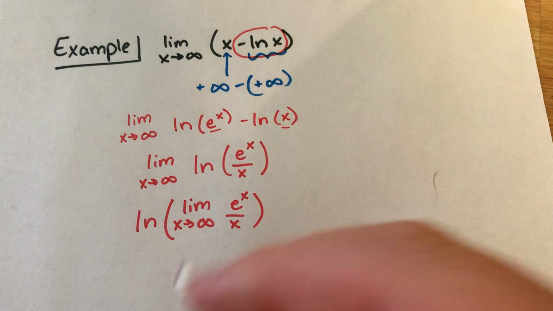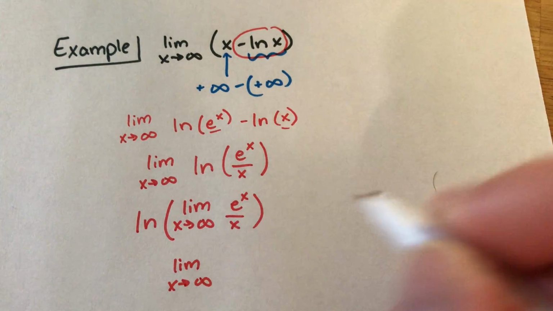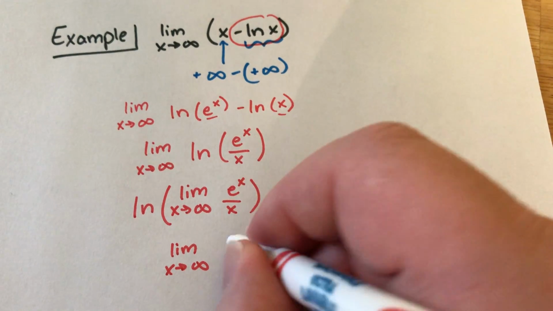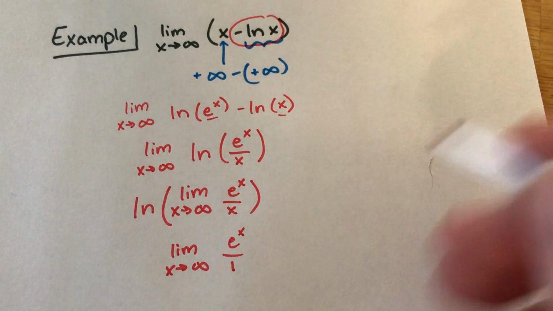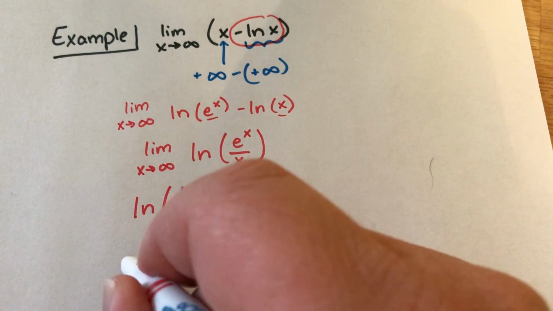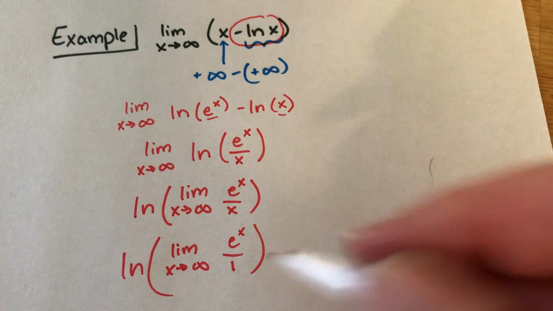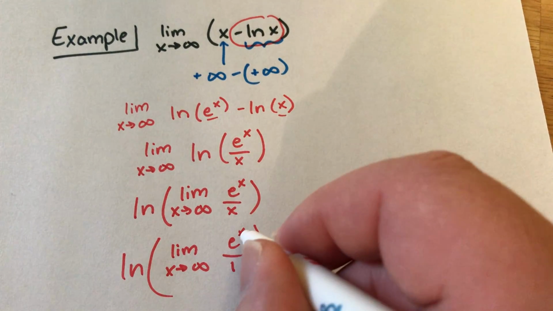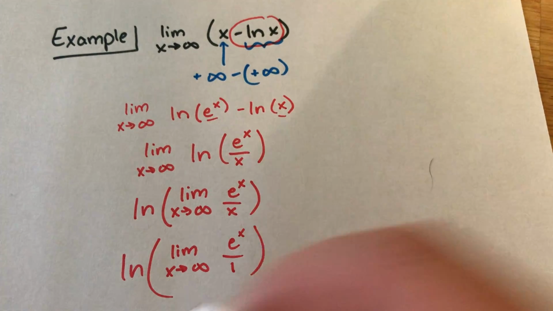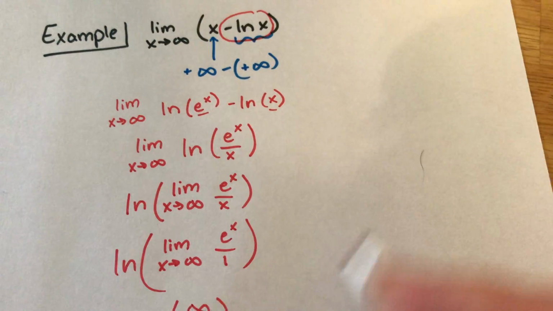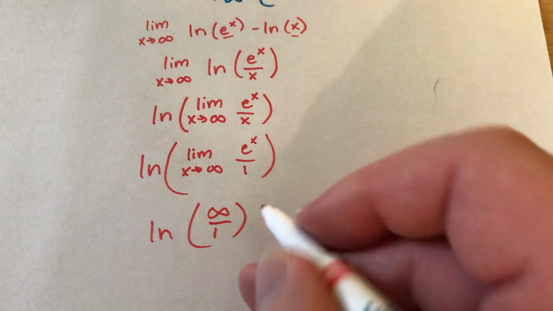And I can do L'Hopital's rule on that. So let me write limit as x approaches positive infinity. And if I take the derivative of e to the x, we still get e to the x. The derivative of x is just 1. And so I'm here that we've got the natural log of e to the x over 1 as x goes to infinity. Well, if I plug this in, e to the infinity is going to go to infinity divided by 1. Well, that's infinity. So I'm really just worried about what happens as the natural log goes to infinity.